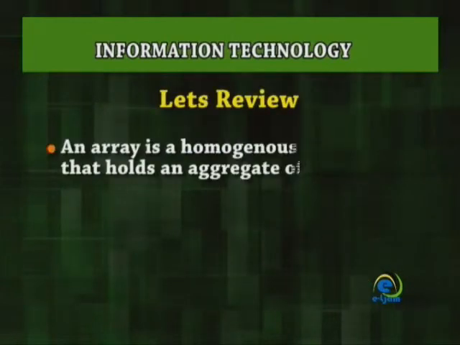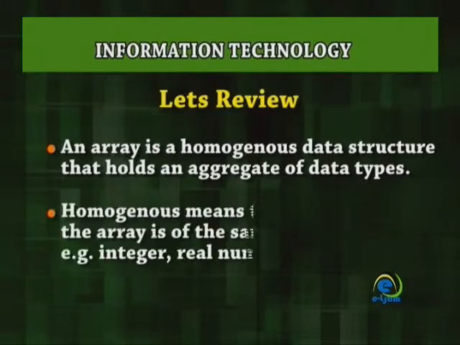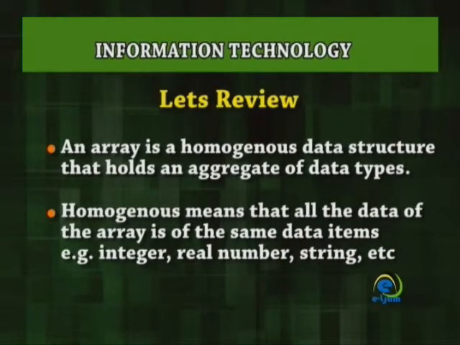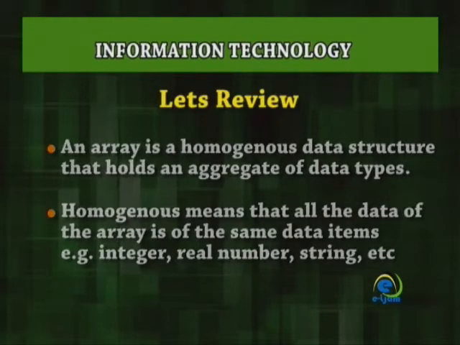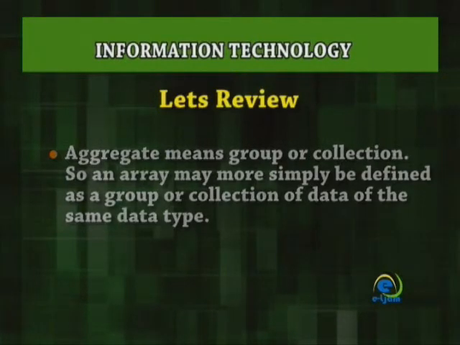Let's review. An array is a homogeneous data structure that holds an aggregate of data types. Homogeneous means that all the data of the array is of the same data type. Example, integer, real number, string, etc. Aggregate means group or collection. So, an array may more simply be defined as a group or collection of data of the same data type.